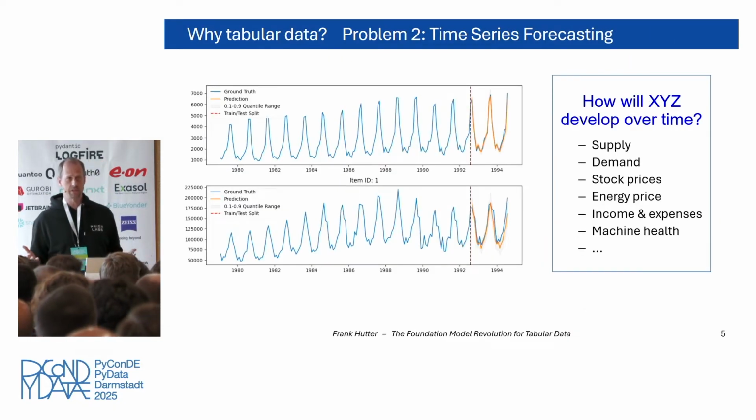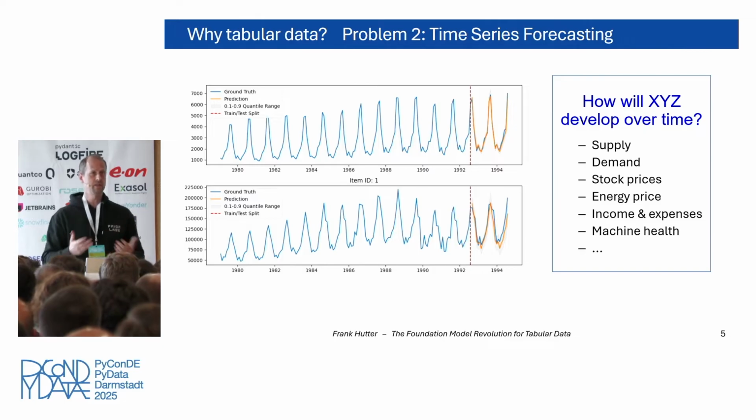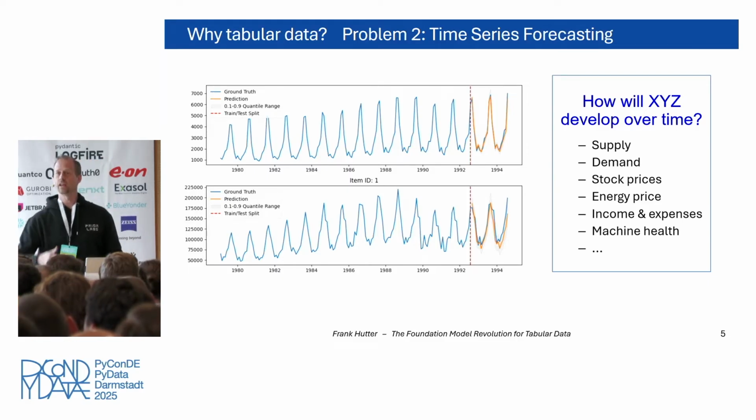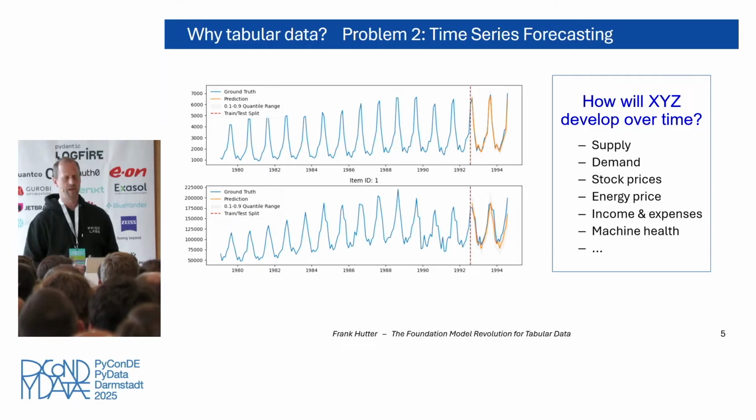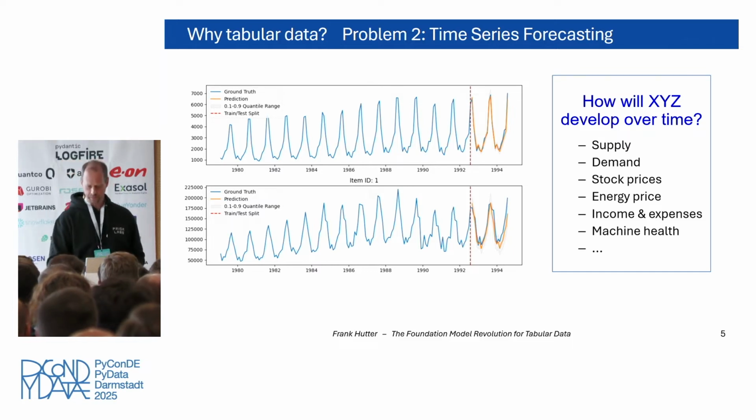And there's also time series forecasting, which can be cast into tabular prediction. So there you're wondering how a certain quantity develops over time. And that quantity could be like the supply or the demand, or a stock price, or an energy price, income and expenses of your company, machine health for predictive maintenance, et cetera, et cetera. So there's a lot of these problems in the world. And deep learning hasn't really had that much to say for those problems in the last 30 years.